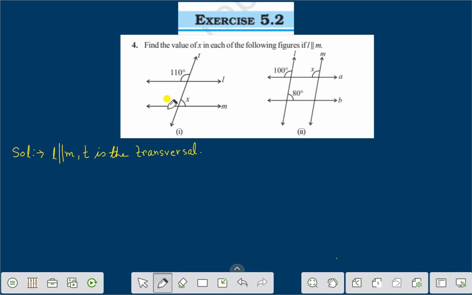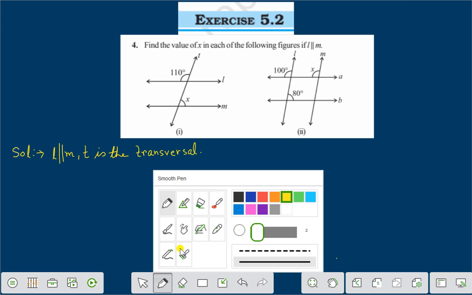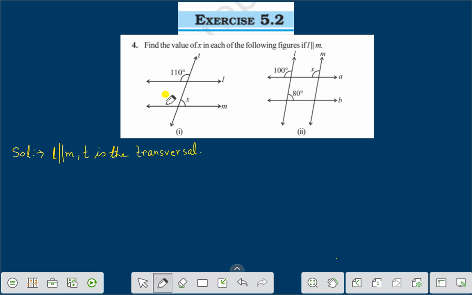Now here you see that this angle is 110 degrees. If you find the value of this angle, these are vertically opposite angles. This angle will also be the same as 110 degrees. Since this is 110 degrees, this angle will also be 110 degrees. Let us find this angle. We cannot give the name, but you can write the name also. Here, suppose we can show this angle. This angle will also be 110 degrees.